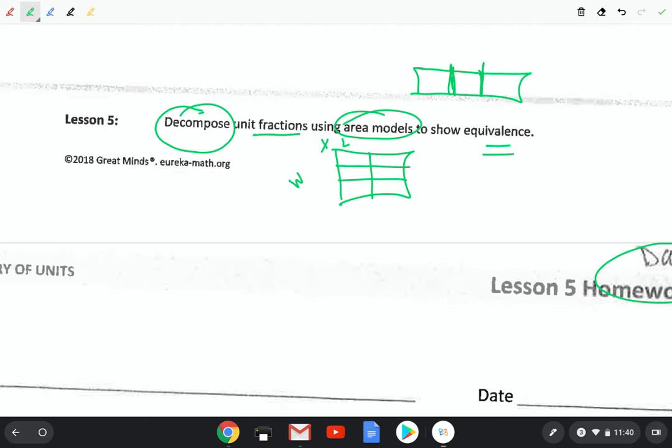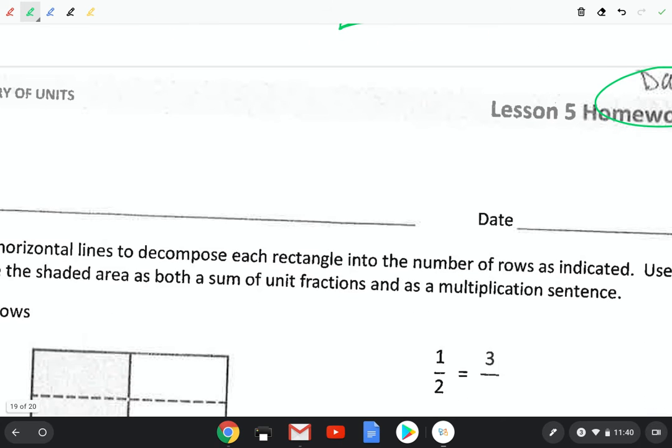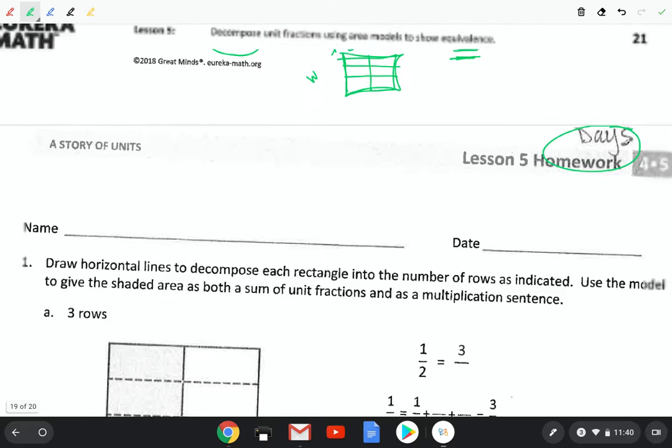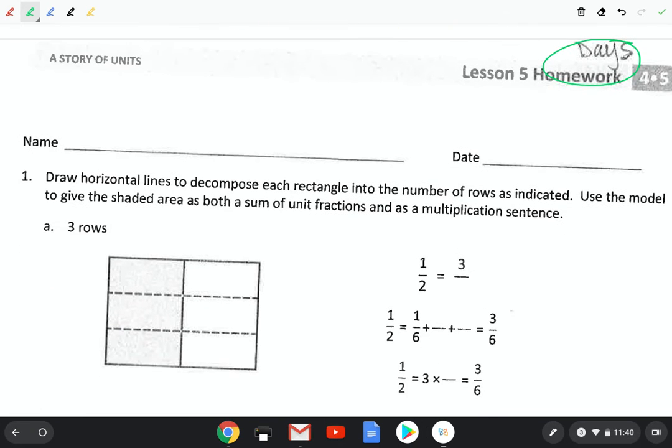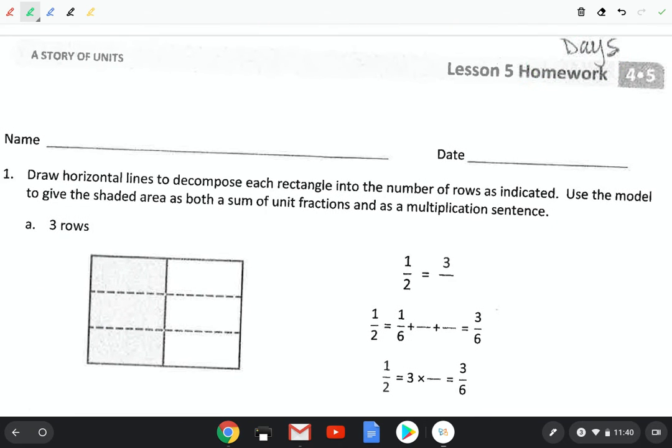So basically what we're doing today is we're showing how two fractions are equal by using area models. Okay, that's what we're doing today. So let's go ahead and begin here. I am going to read the directions and then we will begin.